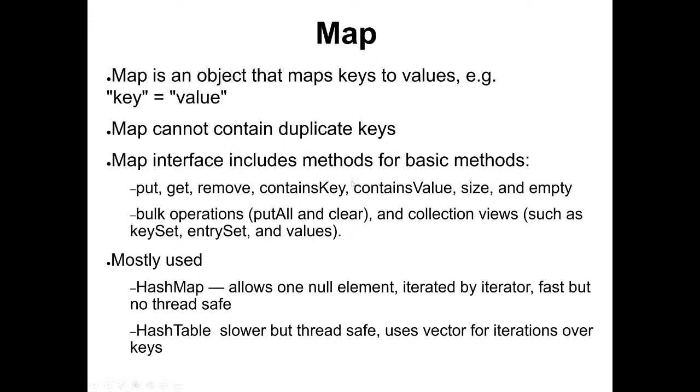So as I said, it maps the keys to the values. So now we have the key and we have the value. It cannot contain duplicate keys, as I already mentioned. The map interface includes basic methods like put, if we want to put a new entry or change the value for the existing key. Get.